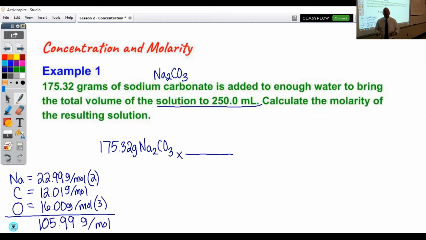We wind up getting a molar mass for sodium carbonate equal to 105.99 grams per mole. Now, we have units of grams on top. That means in our ratio, we want to put the 105.99 grams of sodium carbonate on the bottom. So that unit will cross out here. And on top, we're going to put 1 mole of sodium carbonate.